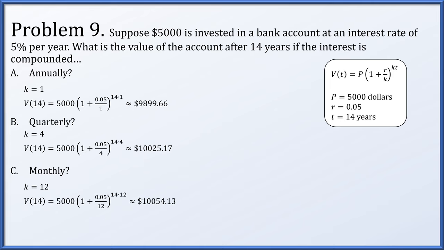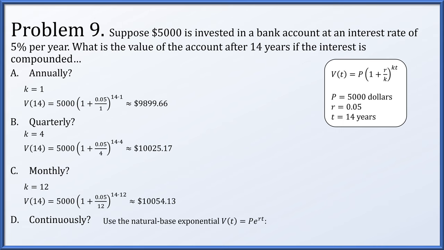So every time we increase how often we're getting our interest and also scale down how much interest we get by the proportional amount, we get slightly more money. Going annually to quarterly made about $125 worth of difference, but going from quarterly to monthly barely made $28, $29 worth of difference. So what if we compound continuously, not monthly but daily, not daily but hourly, not hourly but every second, and so forth, and see what happens as you consider just compounding continuously.